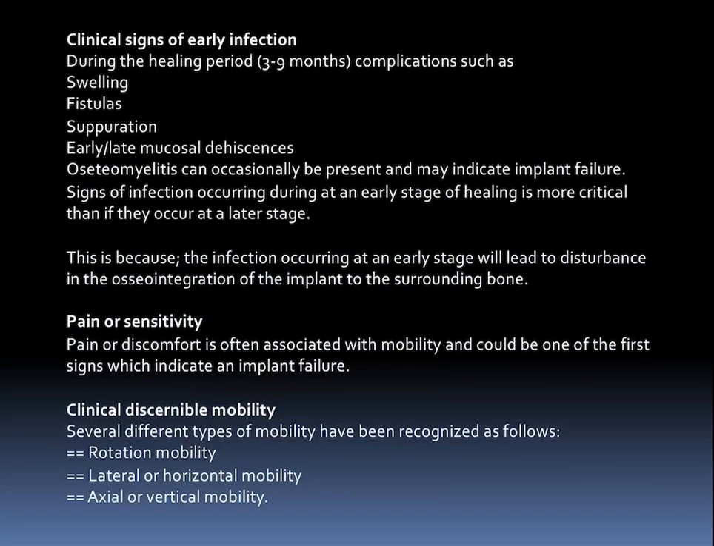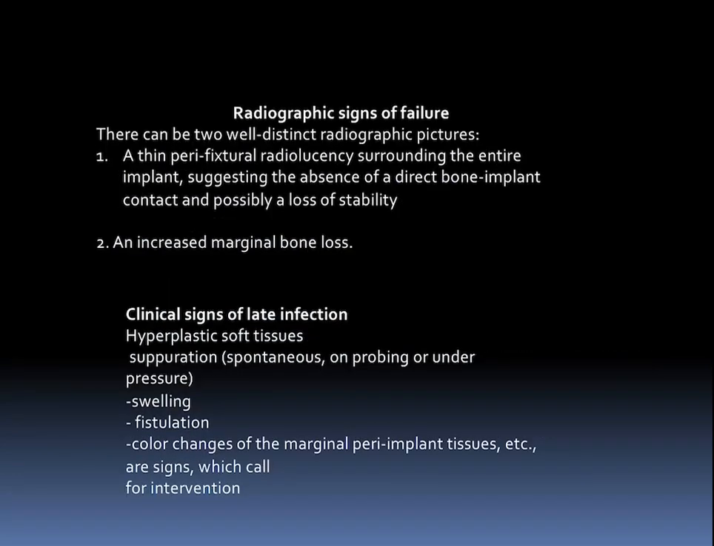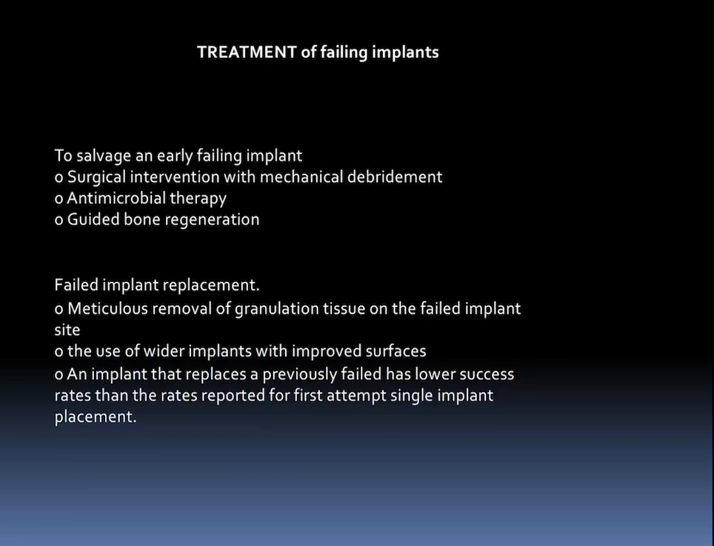Now, the clinical signs of early infection can be swelling, fistula, suppuration, and osteomyelitis can also be seen initially. Pain is also present and clinical mobility in the implant may be seen. The late signs of implant failure can be hyperplastic soft tissues, swelling, fistulation near the area, and changes in the color of the peri-implant mucosa.